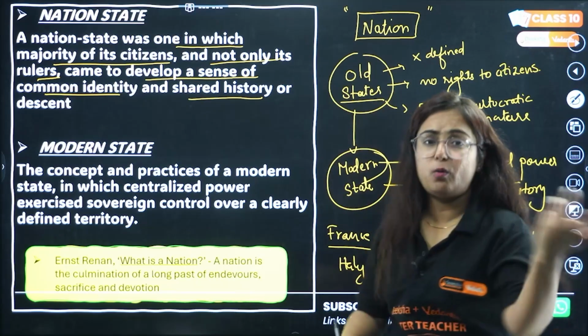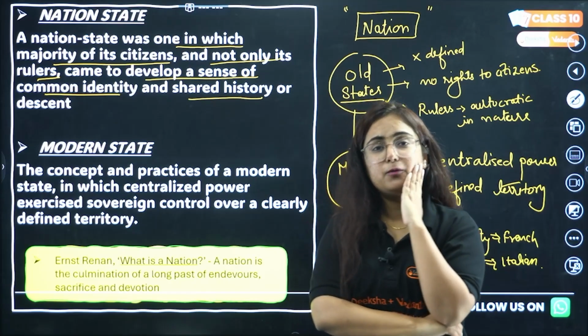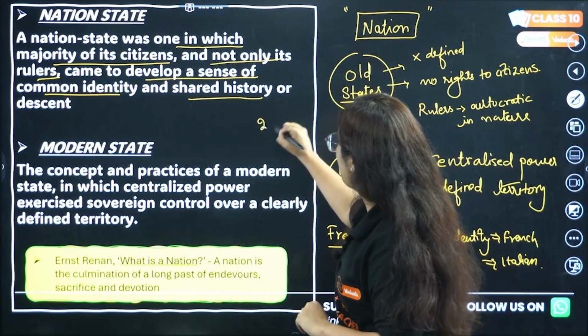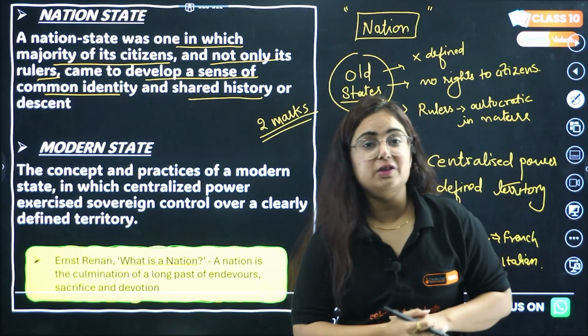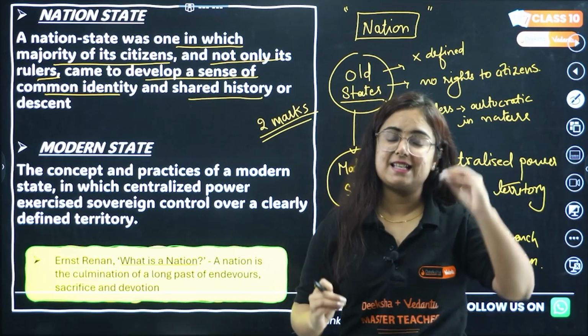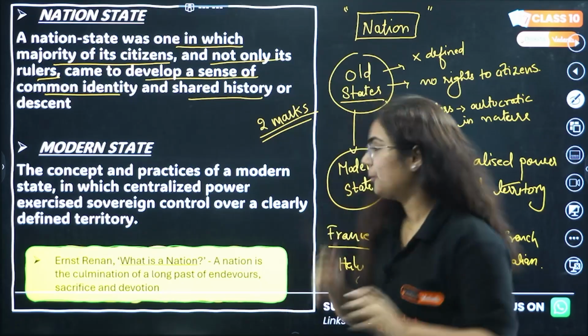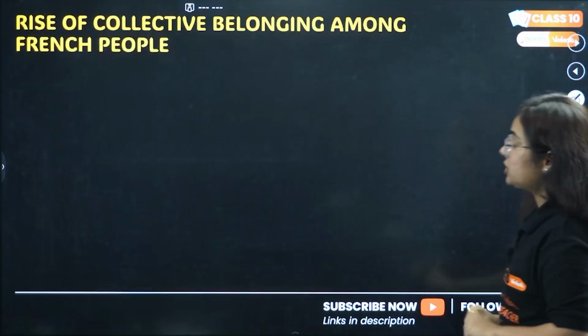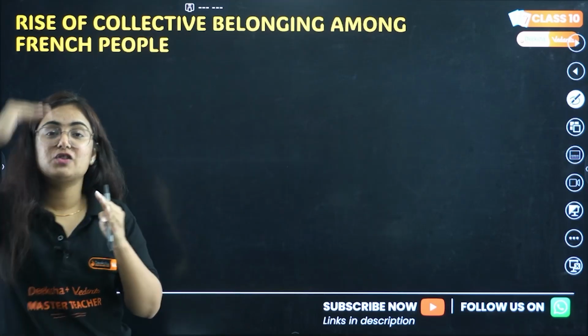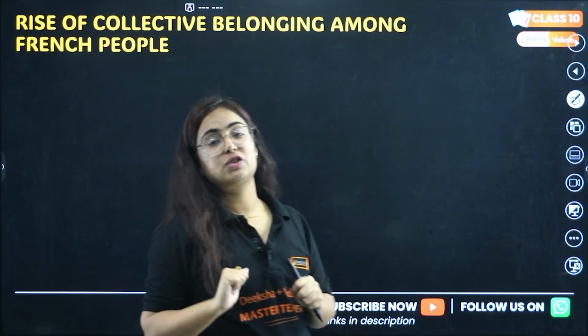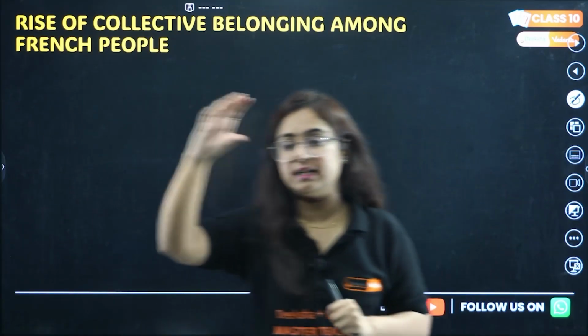If you are wondering, ma'am, is the question coming from this topic? Yes, sometimes a question for 2 marks can come from this topic: what is the difference between a modern state and a nation state. Now, we are done with the introduction of the chapter, that is, what actually is nationalism, what actually is a nation, and what actually is the difference between a modern state and a nation state.